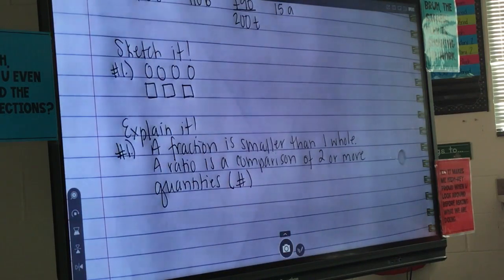Okay. So those are technically stations 1, 2, and 3. Now station number 4. This is going to be a station where you can work on Delta Math. You can work on Read Theory if you have Miss V. You can work on No Red Ink if you have Miss V. If you have Miss Nipper, do you guys do Lexia?